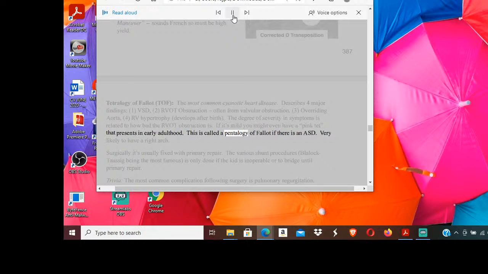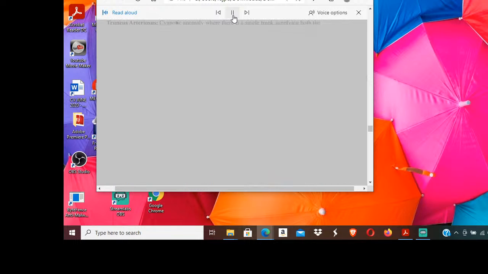This is called a pentalogy of Fallot if there is an ASD. Very likely to have a right arch. Surgically it's usually fixed with primary repair. The various shunt procedures, Blalock-Taussig being the most famous, are only done if the kid is inoperable or to bridge until primary repair. Trivia: the most common complication following surgery is pulmonary regurgitation.